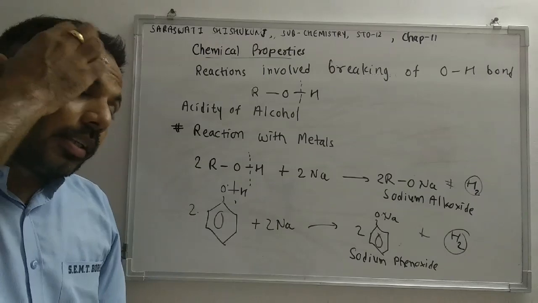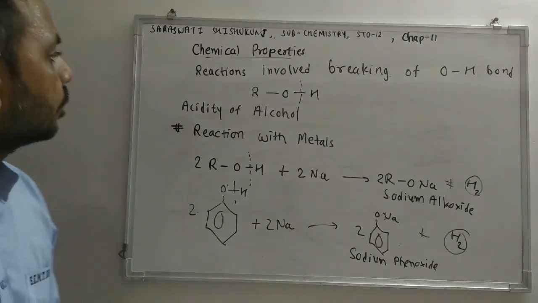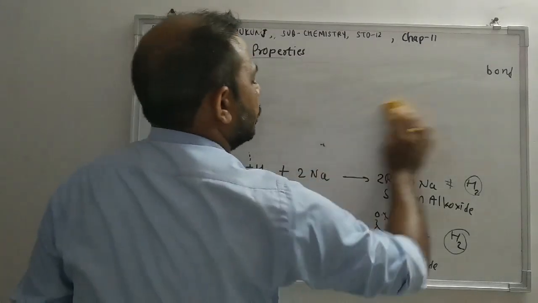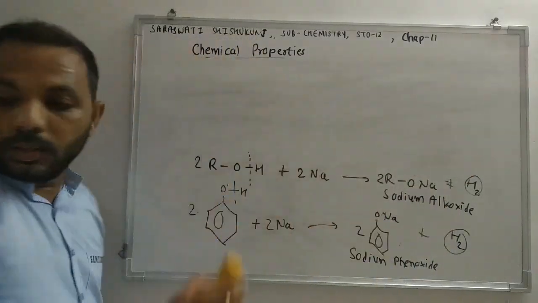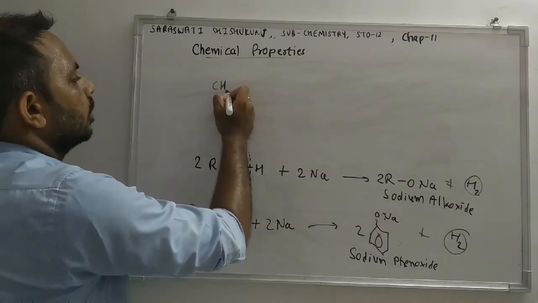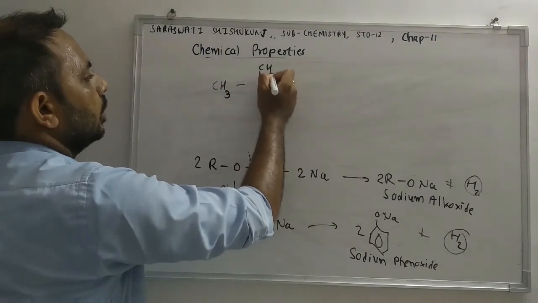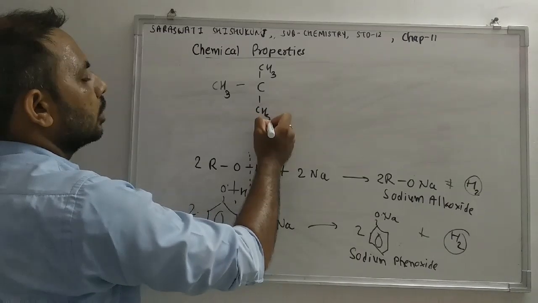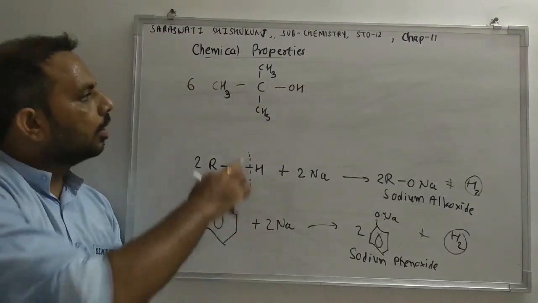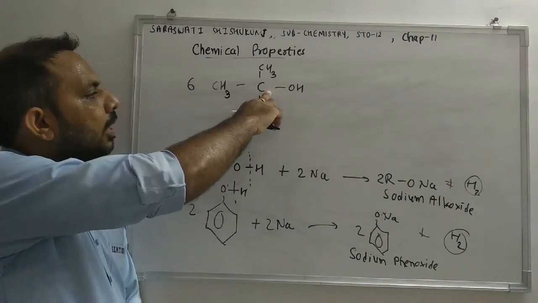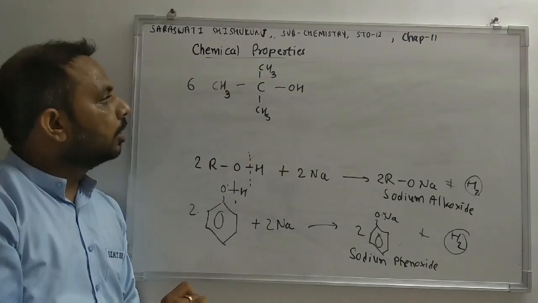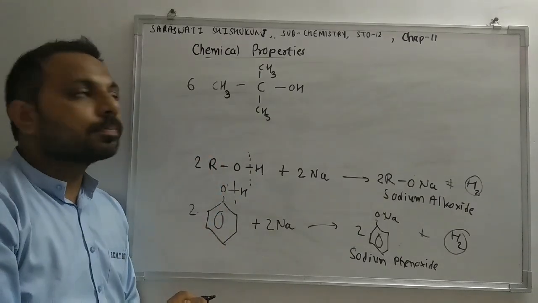Now let us understand this by one more example. So we have got tertiary alcohol, CH3, CH3, CH3OH. So this is tertiary alcohol. As you can see, the OH-containing carbon is attached with 3 carbons, that is known as tertiary, right? So this is tertiary alcohol.